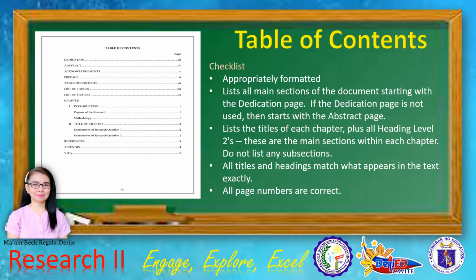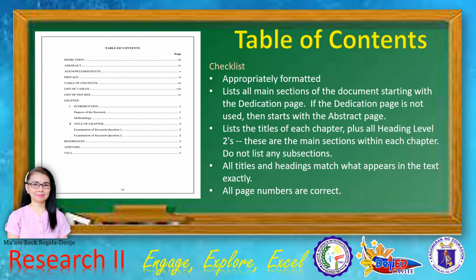Now, here is the checklist for table of contents. Appropriately formatted. Ayun na yung sinabi ko kanina na kailangan iset nyo muna yung margin, yung layout, yung font style, and font size. Table of contents lists all main sections of the document starting with the dedication page. Now, in case the dedication page is not used, then start with the abstract page. Kung ano yung inumpisahan, yun ang nandoon sa pinakataas. And then, table of contents also lists the titles of each chapter plus all heading level 2s.